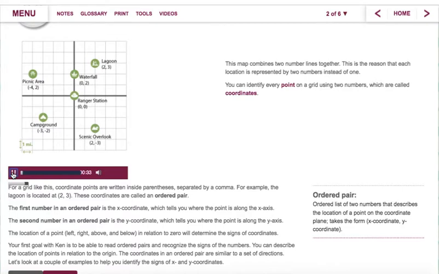For a grid like this, coordinate points are written inside parentheses, separated by a comma. For example, the lagoon is located at (2, 3). These coordinates are called an ordered pair. The first number in an ordered pair is the x-coordinate, which tells you where the point is along the x-axis. The second number in an ordered pair is the y-coordinate, which tells you where the point is along the y-axis. The location of a point, left, right, above, and below, in relation to 0, will determine the signs of coordinates.